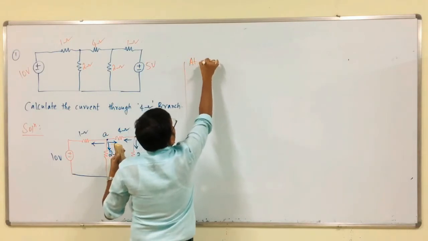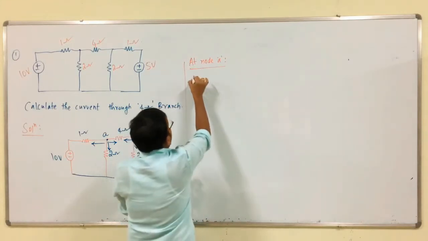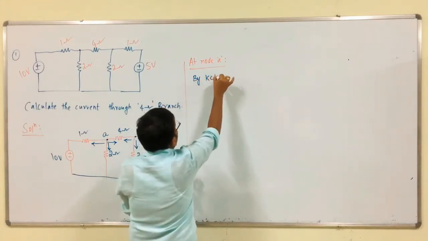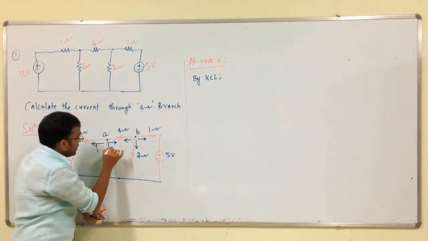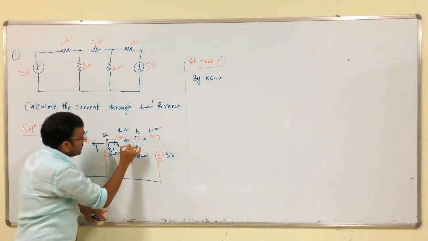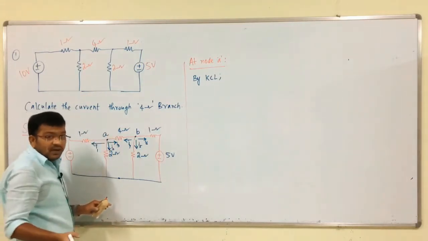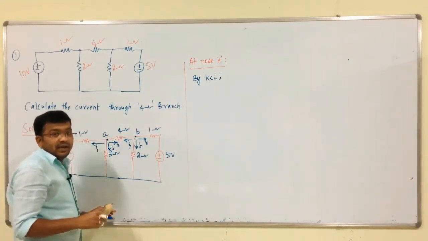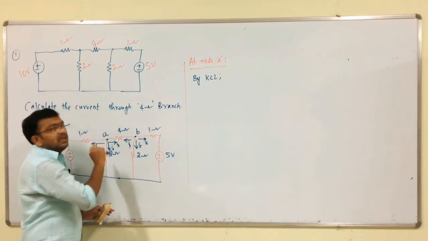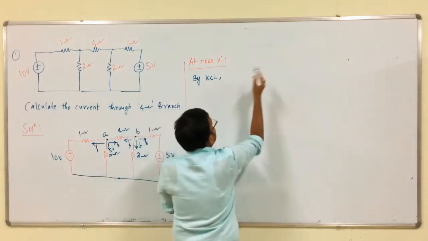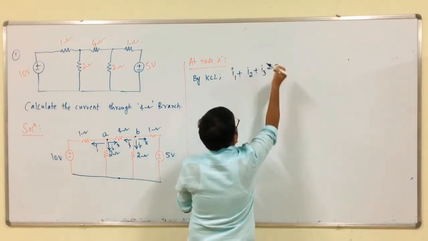So, now we have to solve at node A, by KCL. By KCL, at node A, for example, this is I1, this is I2, this is I3, this is I4, this is I5 and this is I6. At node A, the summation of currents entering or leaving at a particular node is equal to 0, but here I1 is leaving, I2 is leaving, I3 is leaving. So, the summation of those three currents should be equal to 0 at that particular node: I1 plus I2 plus I3 is equal to 0.